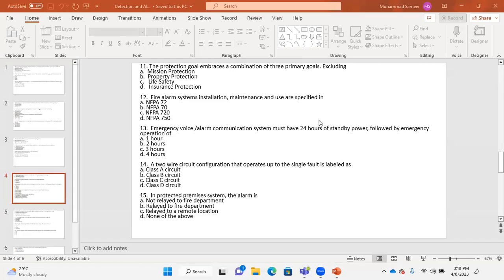A class A circuit is a parallel circuit which does not affect the whole circuit. It only affects the device. Question 15. In protected premises system, among these, which statement is true? Okay, we have A.